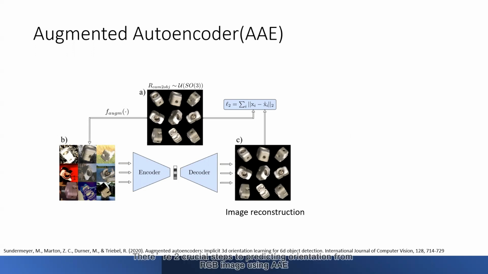There are two crucial steps to predicting orientation from RGB images using AAE, which are image reconstruction and template matching through a pre-computed codebook. The image reconstruction process of AAE involves first feeding images with noise into the encoder and the decoder network, which generates a reconstructed image that should match the original image as closely as possible.